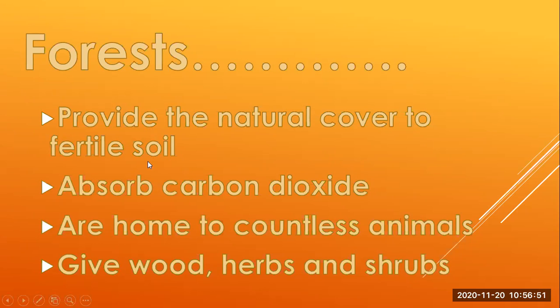Apart from this, forests are the home to countless animals. It means many animals live in forests. They are not domesticated, right? They need a home, which is the forest. From forests we get wood, herbs, and shrubs.